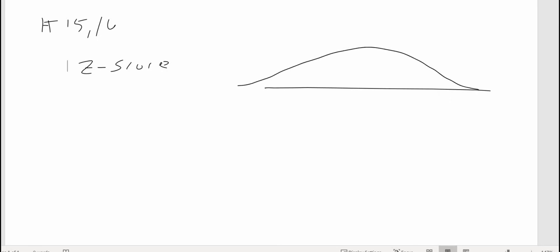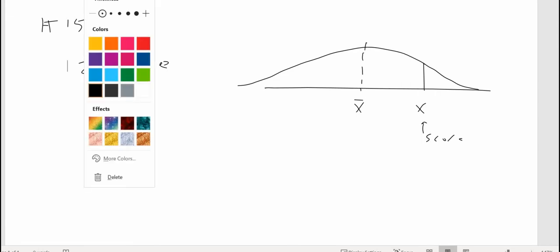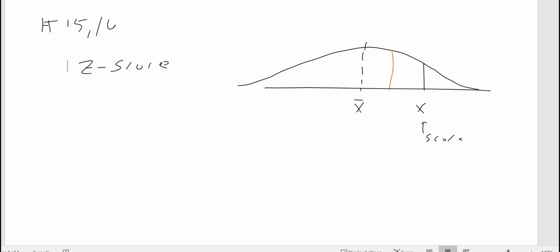So the idea is that if you were to graph the data, you'd come up with something that's roughly bell-shaped. Right in the middle of this is the mean. And there is some score, for whoever, X. That's their test score or whatever it is. Now, you can find the standard deviation, which you can roughly think of as your average distance from the mean. And so let's say that this is one standard deviation.